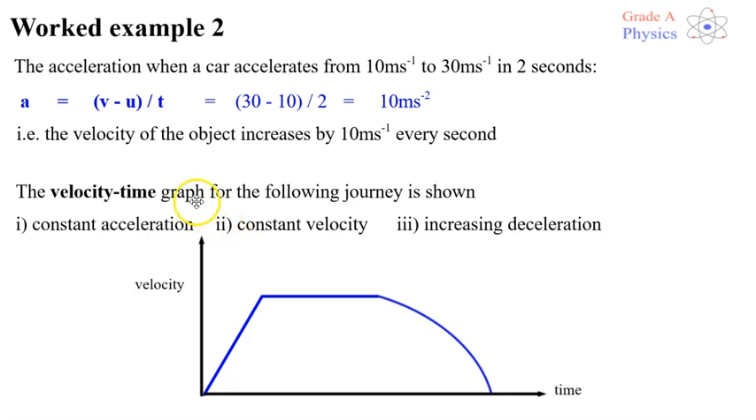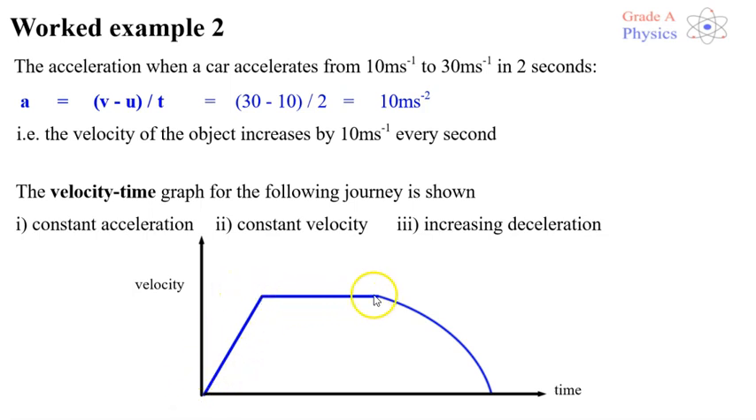Also, we need to be familiar with velocity time graphs. So if I wanted to draw the VT graph for this journey, constant acceleration, then constant velocity, then increasing deceleration. Right, let's unpick this. So the first one should be straightforward. Constant acceleration, we have a constant gradient. The velocity is increasing by the same amount every second. We have a straight line.